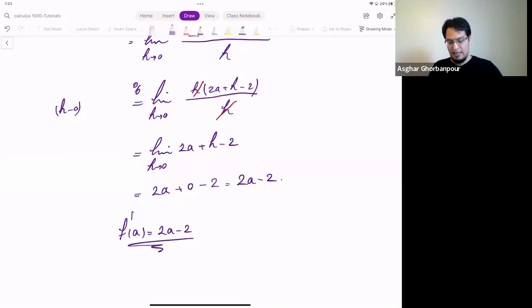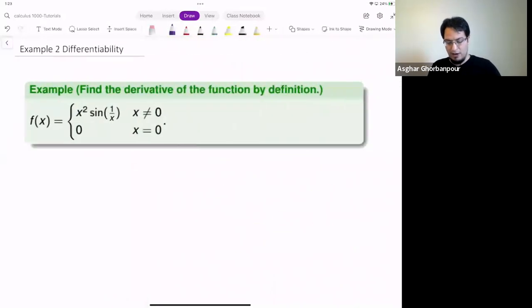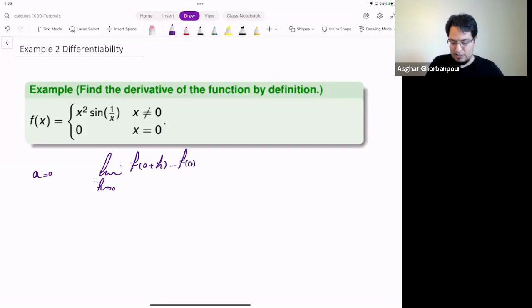I know that the timing is a little bit off, but I just want to show one thing here, at least the beginning, so that you have enough to work on. So I have a function like this. I want to see what is happening at 0. So if a is 0, then as h goes to 0, f at 0 plus h minus f at 0, over h. This is the limit as h goes to 0.